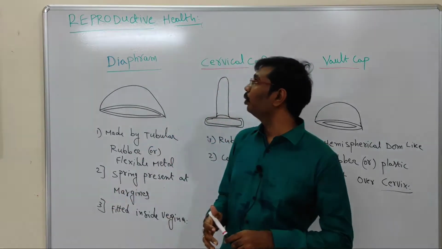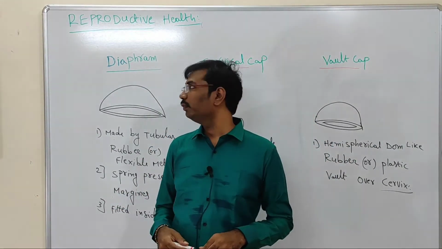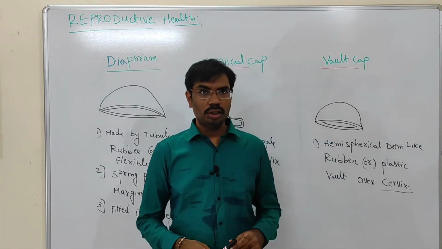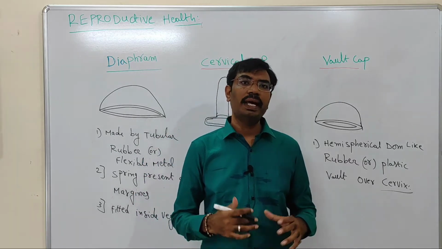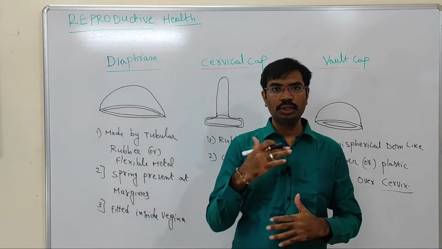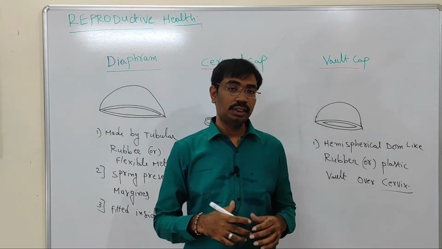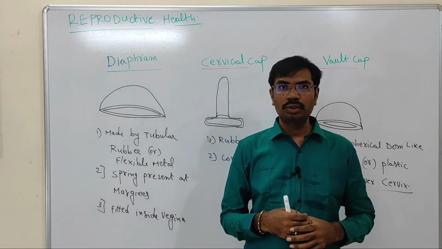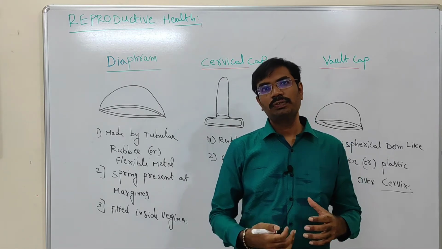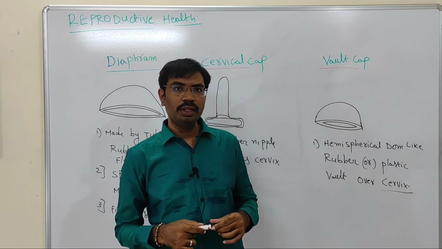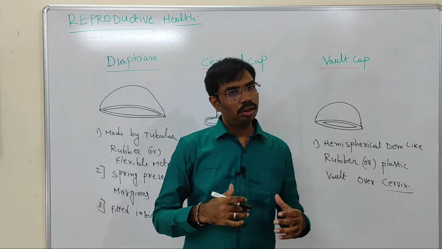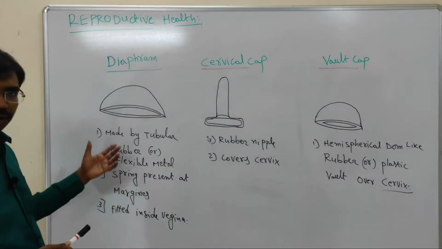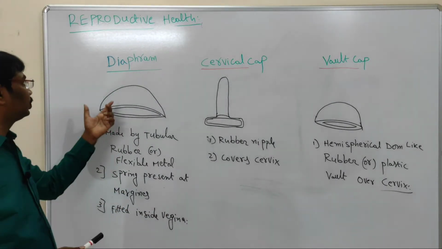So we are discussing reproductive health. In the last class we discussed female condoms. In this class we will discuss barrier methods present in females. Different kinds of barrier methods are diaphragms, cervical caps, or vaults. These caps can also be utilized to prevent pregnancy. First, we will discuss the diaphragm.